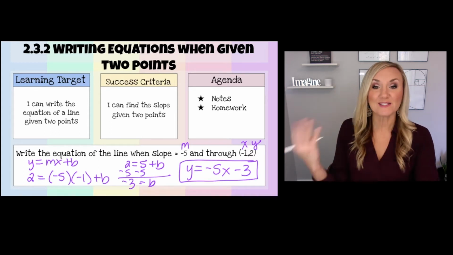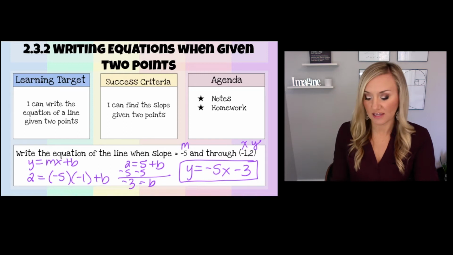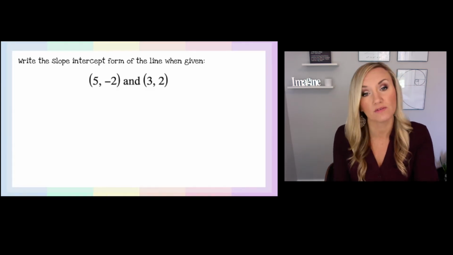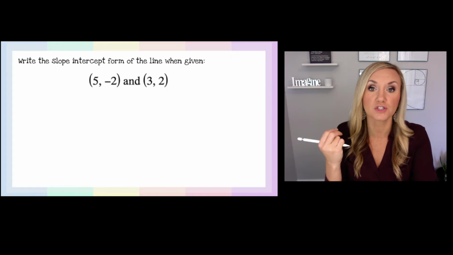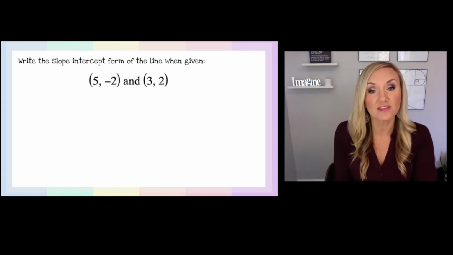All right, so we are now going to shift our thinking just a little bit to say, well, what if I don't have the slope and a point? What if I just know 2 points? Well, let's find the slope first.